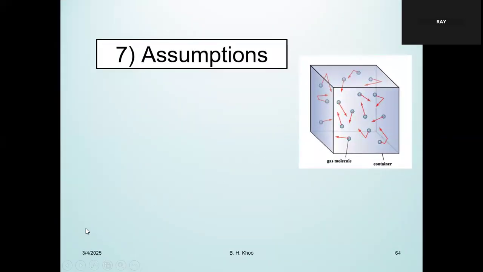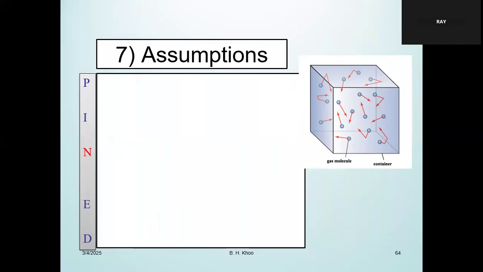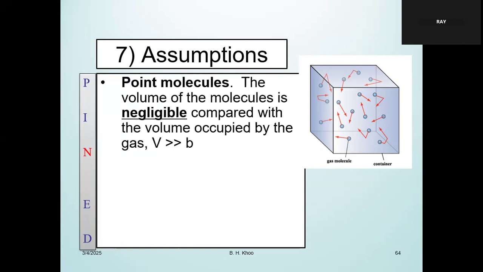So we started off with particles. We want to make assumptions, believe what it should be. When the gas doesn't approximate to the assumptions, then you can expect that it doesn't behave as the kinetic theory will predict. So I wrote there for you, PINED. P: point molecule. The volume of molecule is negligible.